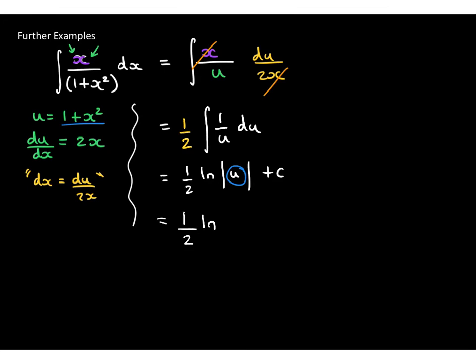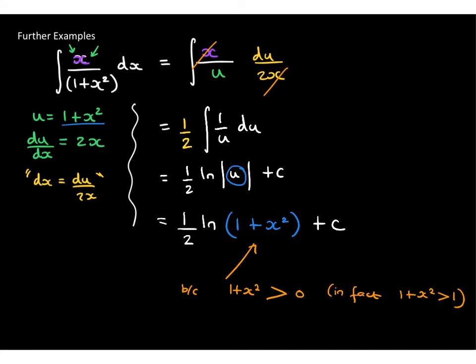But notice how I'm going to write it out. I no longer use the modulus sign here. Now, can you think about why I'm allowed to do that? It's because 1 plus x squared is always going to be greater than 0. In fact, it's always going to be greater than 1. So this means that I don't need to worry about the modulus, because ln of 1 plus x squared will always be defined, because 1 plus x squared will always be a positive number.